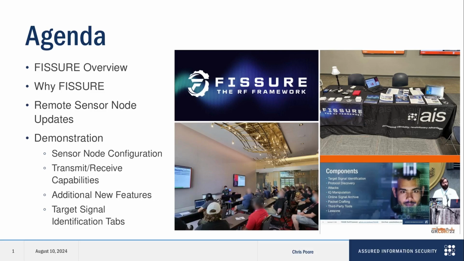I'll start out by giving you a recap of what FISSURE is, why I think it's important. Then I'll walk through all the remote sensor node updates, and then we'll open up FISSURE and show you how to configure a sensor node. I'll show you all the different ways you can transmit and receive signals. Then we'll walk through some additional new features. And finally, I'll go through in more detail the target signal identification tabs that were recently added. There haven't been any videos describing what they do yet, so this could be a good way to show you that.